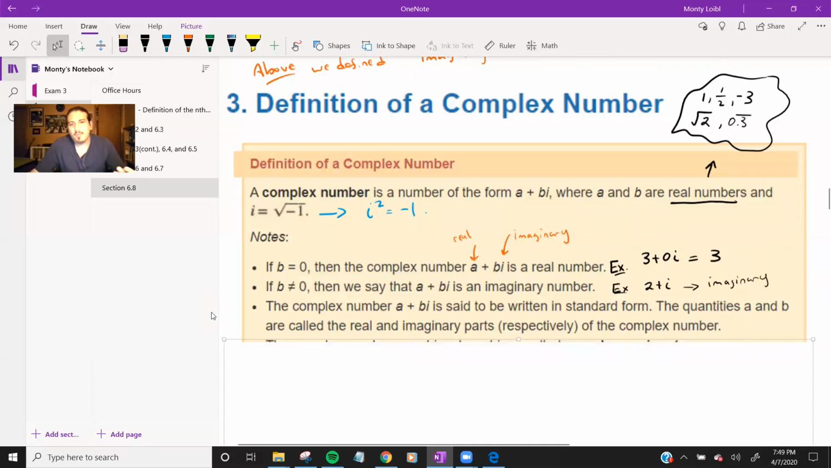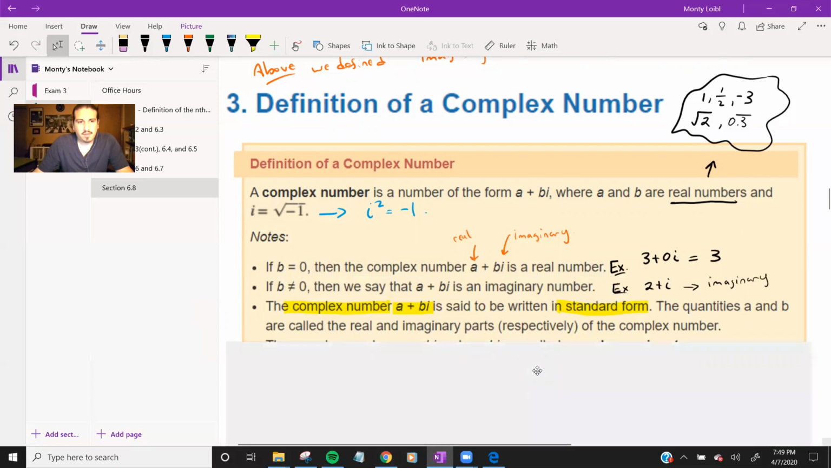Okay, the complex number a plus bi is said to be written in standard form. So when it wants you to write a complex number, it wants you to write it in this form here. This is the standard form for a complex number. So a plus bi. The quantities a and b are called the real and imaginary parts, respectively, of a complex number. So we kind of talked about that up there.